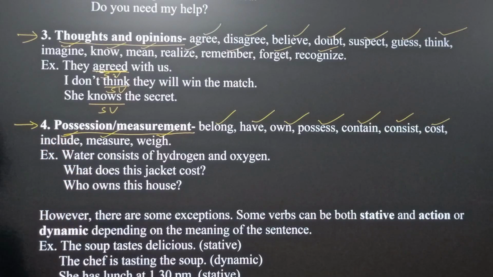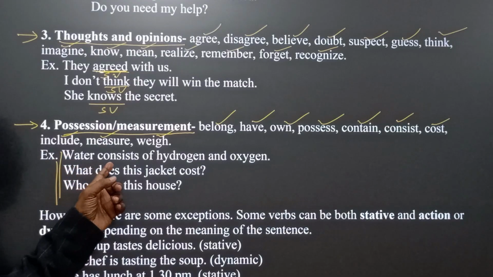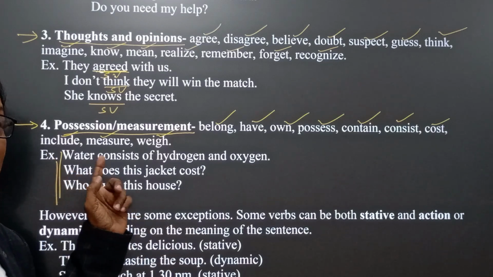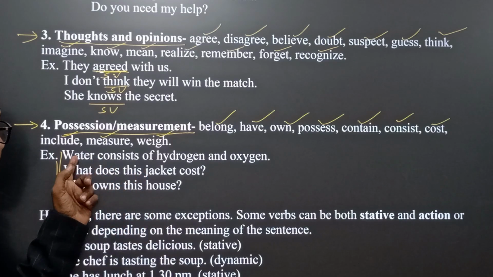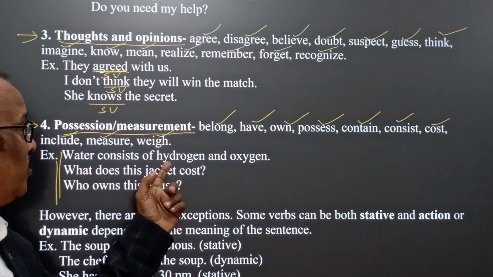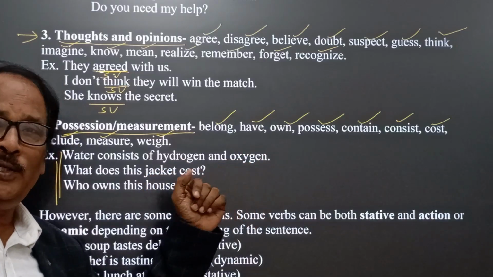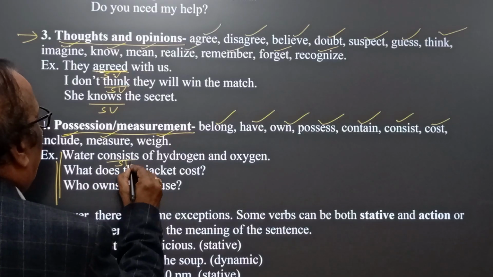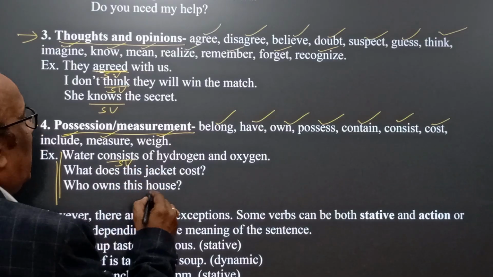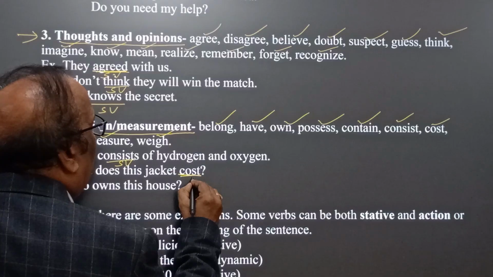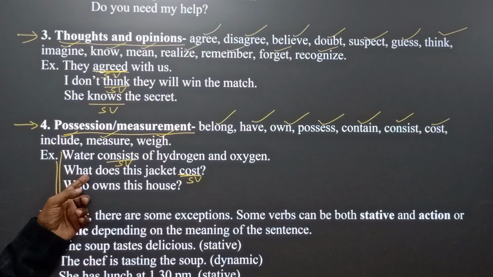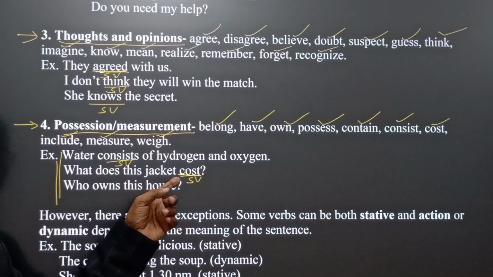Let's see in examples. Water consists of hydrogen and oxygen. We cannot say or write water is consisting of hydrogen and oxygen. Okay, here consist is the stative verb. What does this jacket cost? Here cost is the stative verb. We cannot write what is this jacket costing.